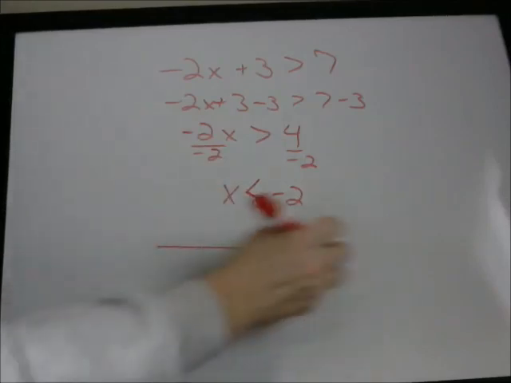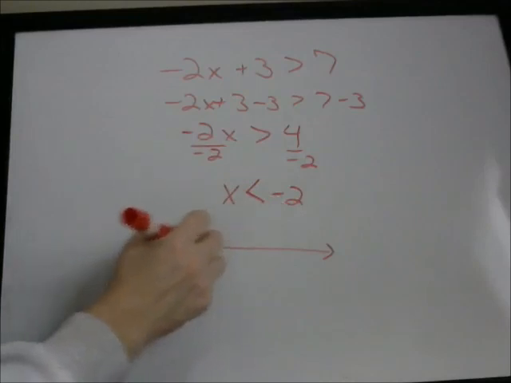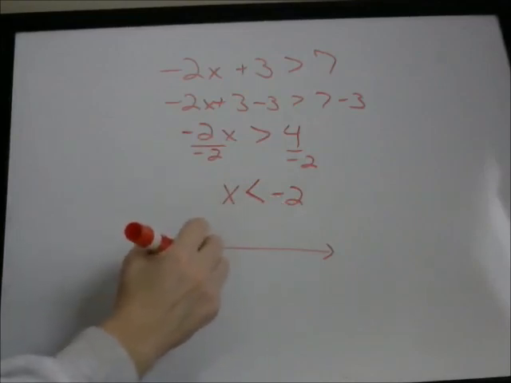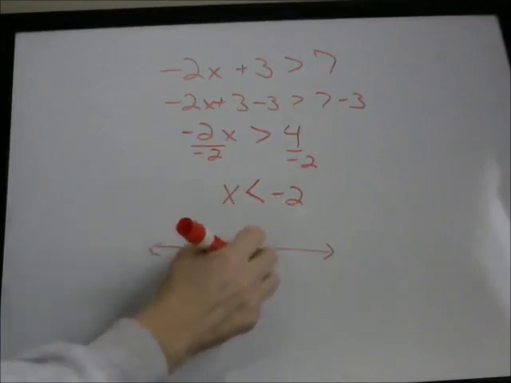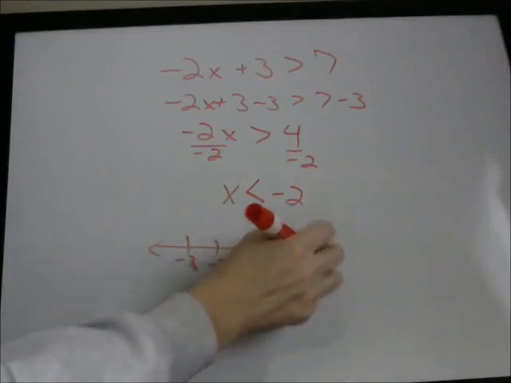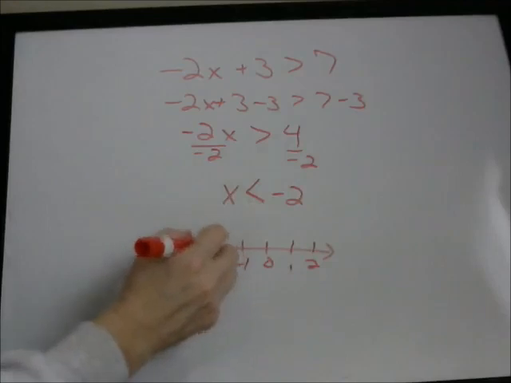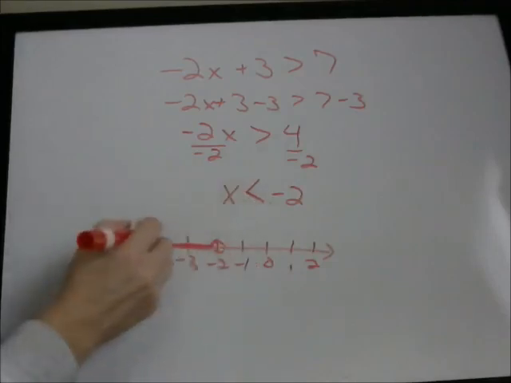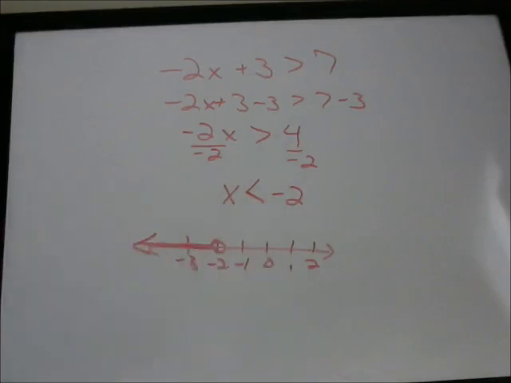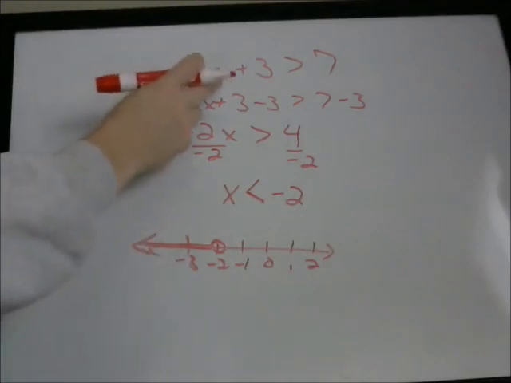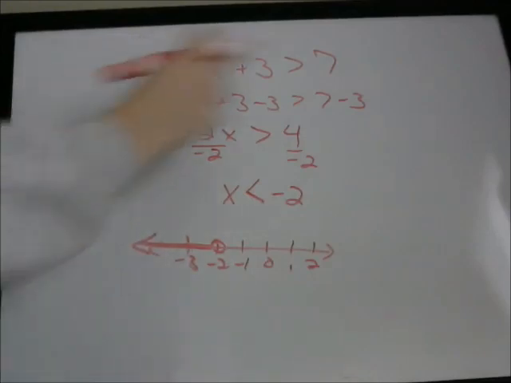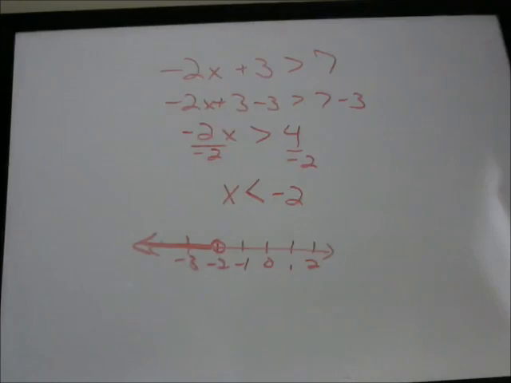So again, if we're looking at the number line, we'll say negative 2, negative 3, negative 1, 0, 1, 2, etc. x has to be less than negative 2. So not equal to negative 2, but less than negative 2. So it has to be any number to the left-hand side of negative 2. So negative 3, negative 4, negative 5, negative 1 million. We could put that number in for x, and this inequality would hold true.